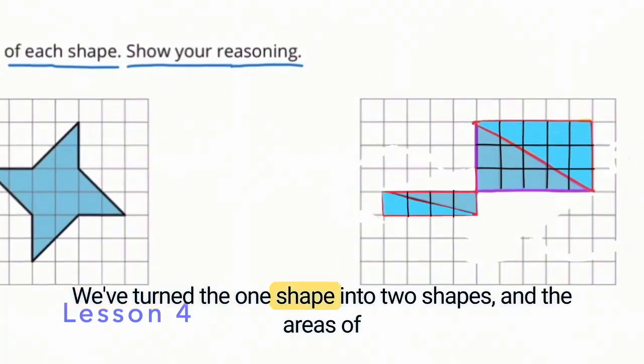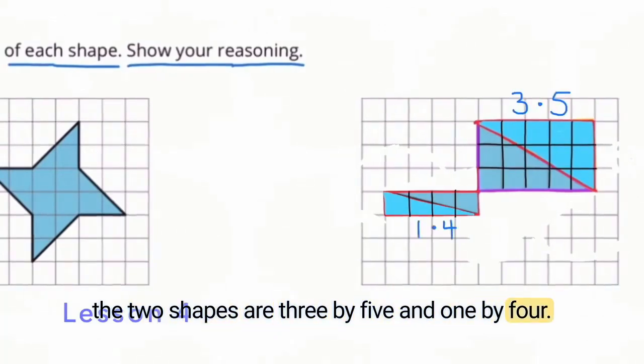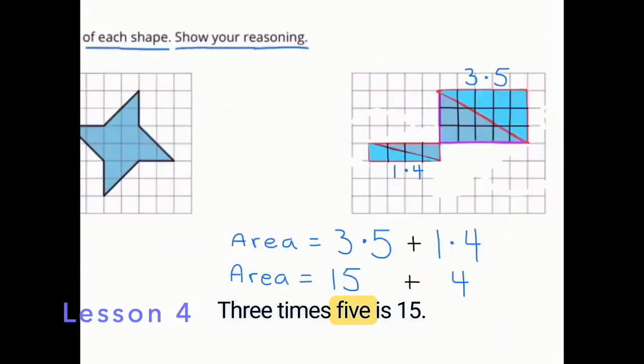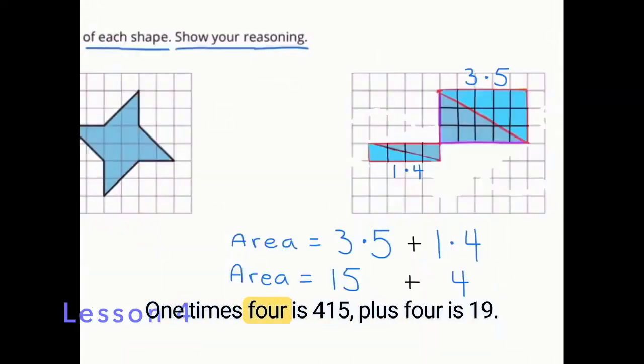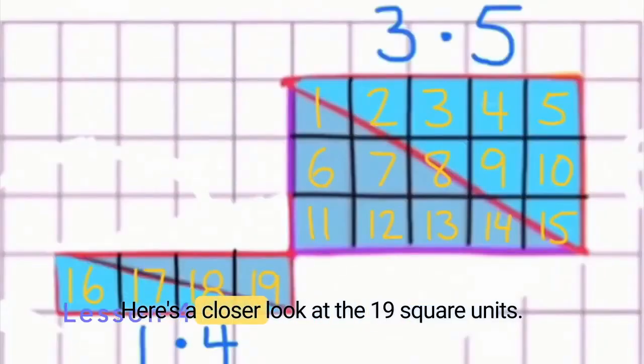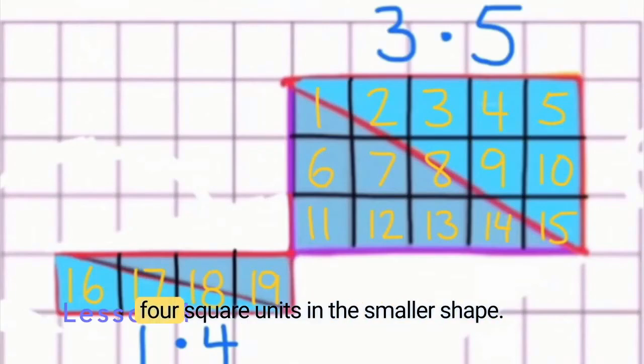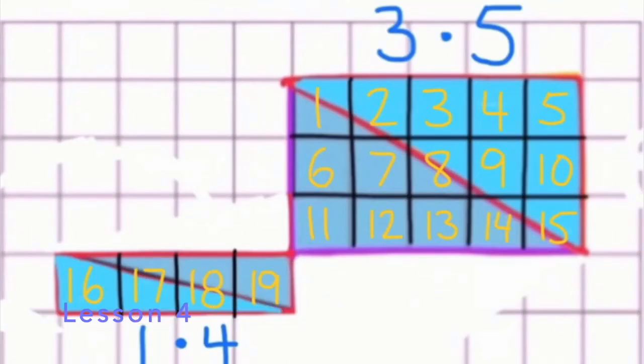We've turned the one shape into 2 shapes, and the areas of the 2 shapes are 3 by 5 and 1 by 4. 3 times 5 is 15, 1 times 4 is 4, 15 plus 4 is 19. The combined area of the original shape is 19 square units. Here's a closer look at the 19 square units. 15 square units in the larger shape and 4 square units in the smaller shape.